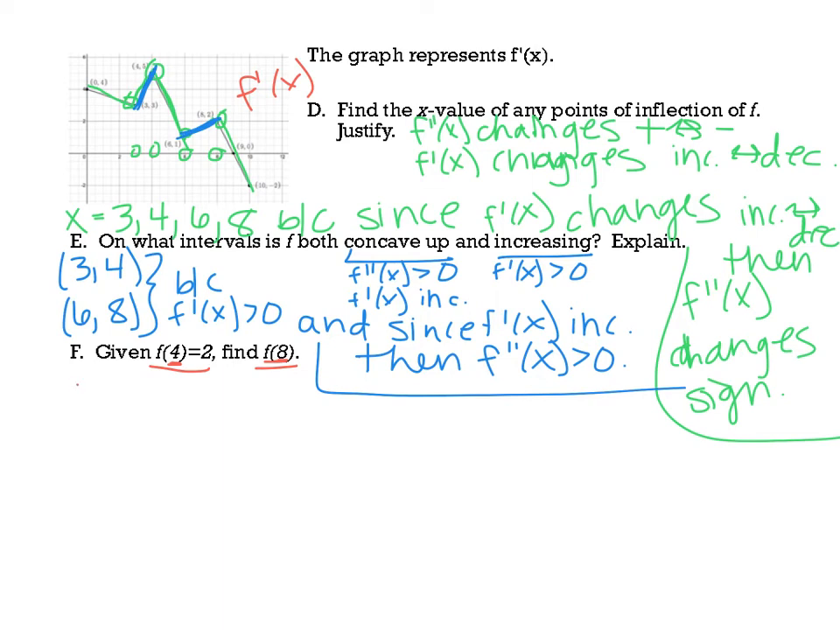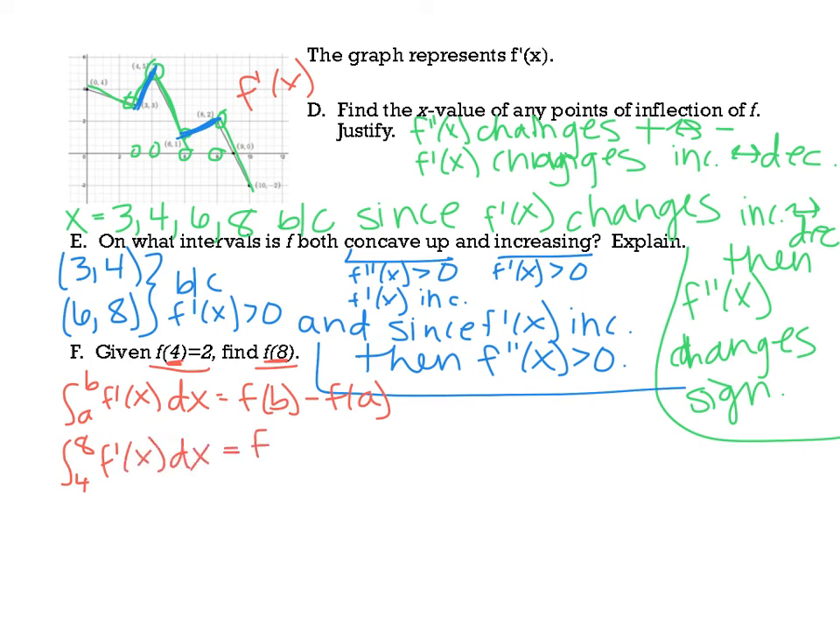So what we're going to be using is actually our fundamental theorem of calculus. The integral from a to b of a first derivative is going to be the original function evaluated at b minus the original function evaluated at a. Because again, integrals and derivatives are inverses. So we're looking at the integral from 4 to 8, because those are our two x values we're comparing, of f prime of x dx equals f of 8 minus f of 4.